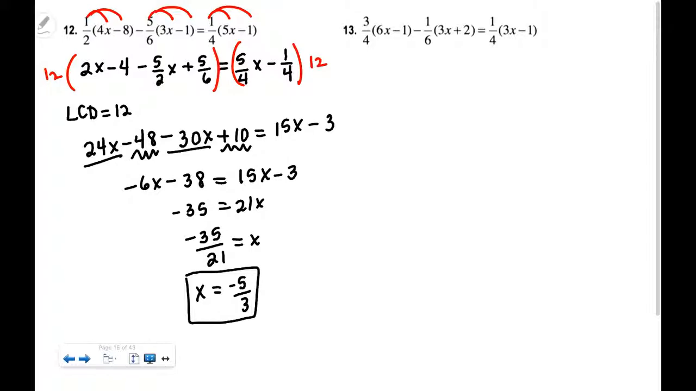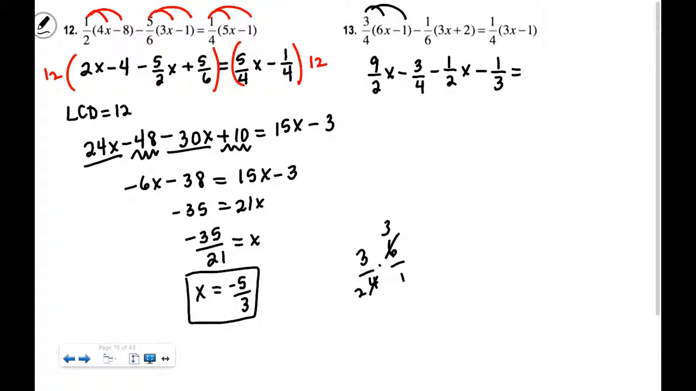All right, so if I'm multiplying the 3/4 in, 3/4 times 6, that's a little bit harder. You need to reduce, right? So I'm going to have 3/4 times 6 over 1, reduce, 3 over 2. I get 9 over 2. x minus 3/4 minus 1/6 of 3 is 1/2 x minus 2/6 is 1/3 equals 3/4 x minus 1/4. This is as hard as I get.